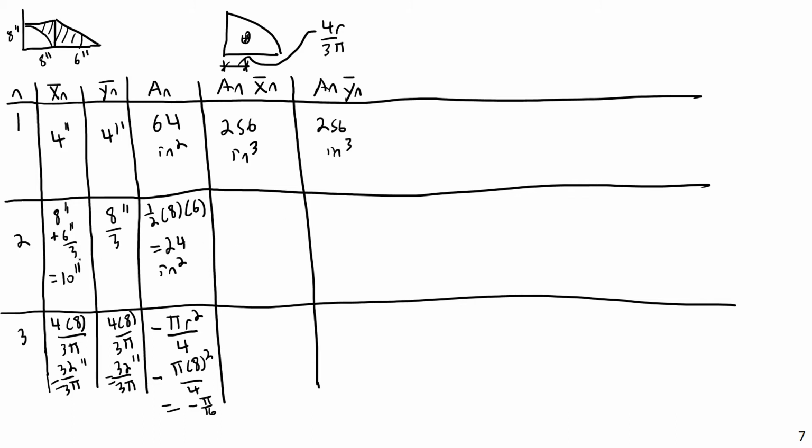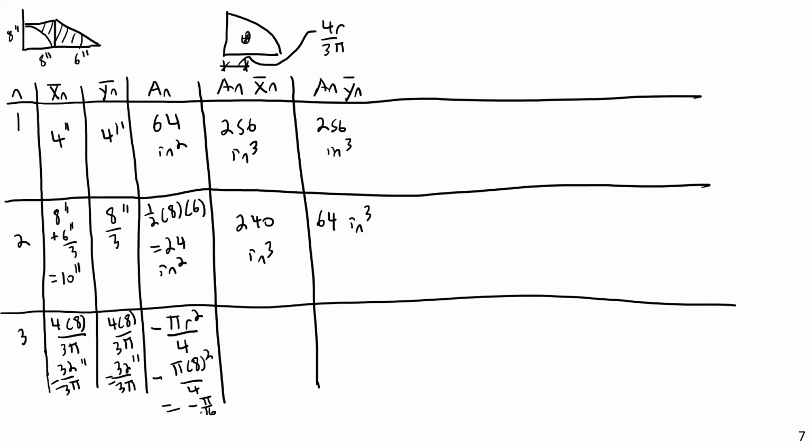And then here, this would be 10 inches times 24. This would be 240 inches to the third power. And then this here is basically 24 times 8 over 3, but 24 over 3 is basically 8, so this would come to 64 inches to the third power.